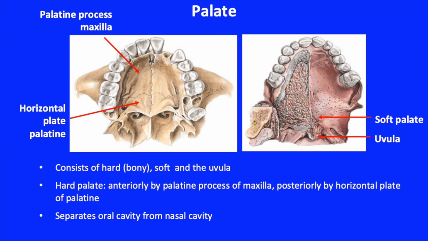First, let's review again the composition of the palate. Shown on the left panel, we have the hard palate consisting of the palatine process of the maxilla and the horizontal process of the palatine bone. On the right panel, we see the soft palate and the uvula. Together, the hard and soft palate separate the oral cavity from the nasal cavity.